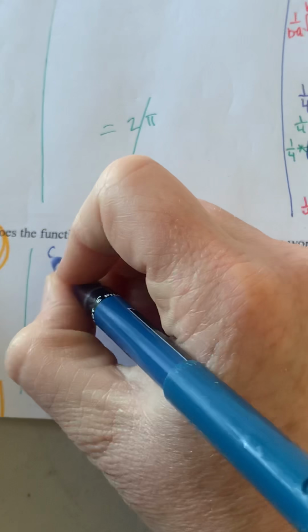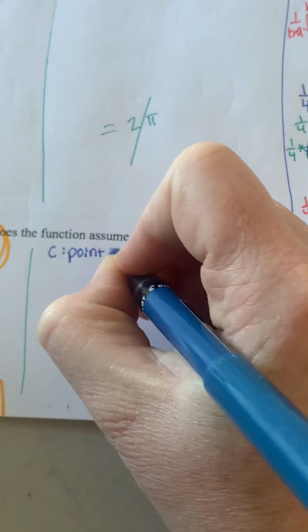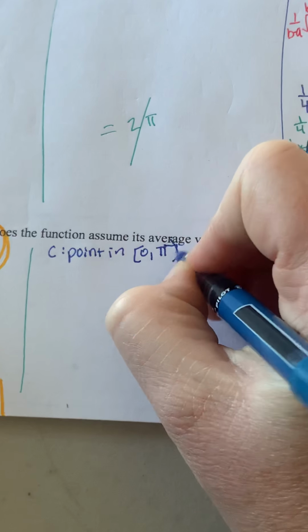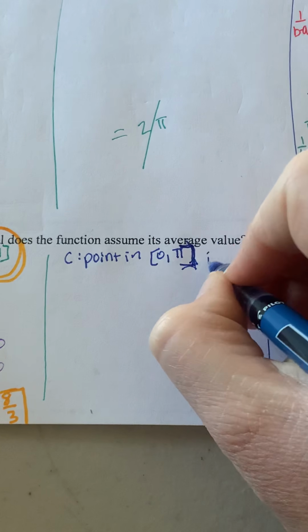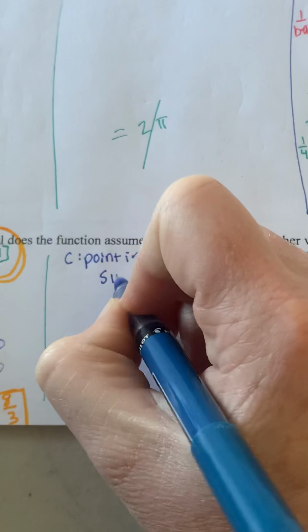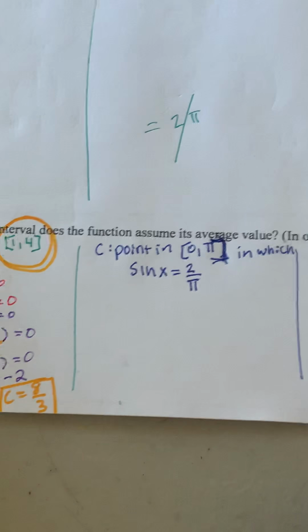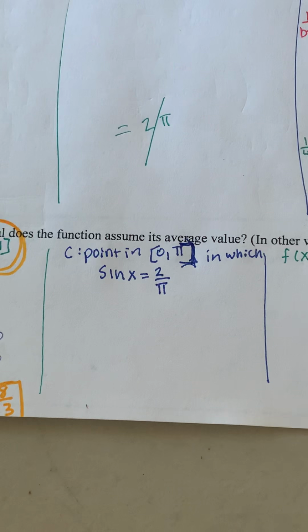So we need to find c, our point in the interval 0 to pi, closed bracket, 0 to pi, in which sine x equals 2 over pi. Okay, in which sine x equals 2 over pi.